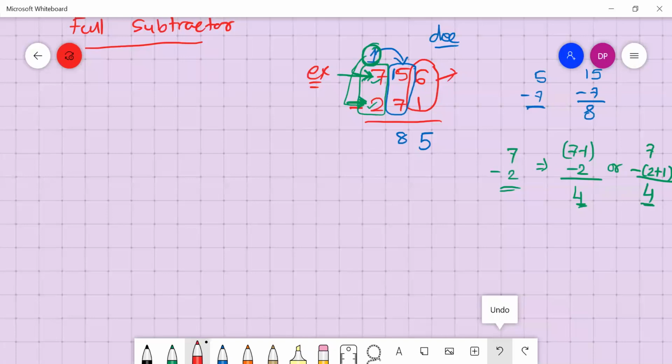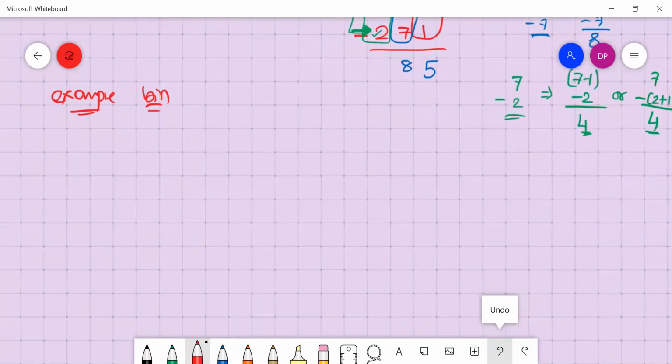Now let's see here. I will take another example of these binary numbers. Let's say I have a binary number. Understand this carefully: 11011. We have this binary number 11011.